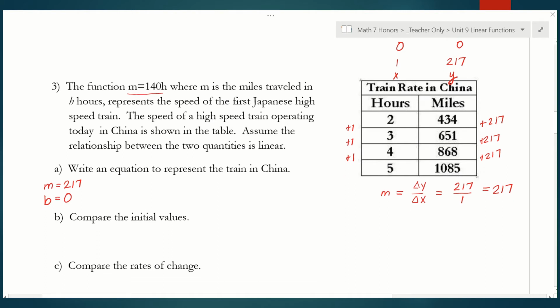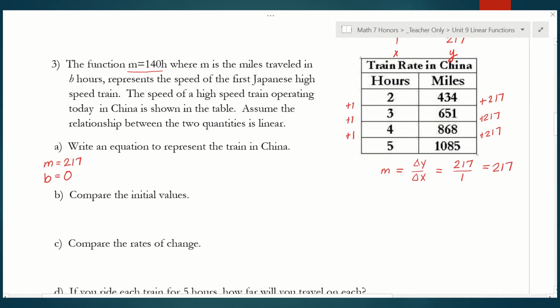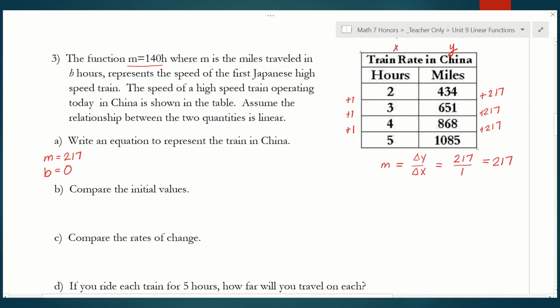All right, so we're ready to write our equation. Now instead of writing y equals 217x, we're going to use the variables that they used in the other equation. In this case, y is miles, which they're using m, not to be confused with slope. So m equals our slope, 217, and instead of x, they're using h for hours. Okay, so that's the equation of the Chinese train.